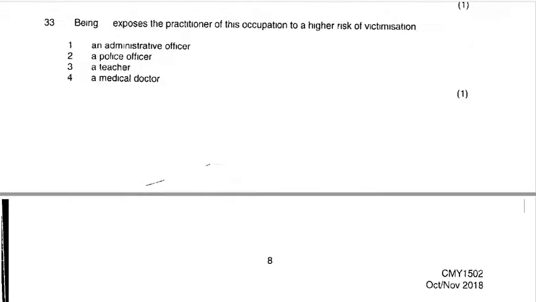33. Being exposes the practitioner of this occupation to a higher risk of victimization. Okay, 33. The answer is 2. Being a police officer exposes the practitioner of this occupation to a higher risk of victimization. Okay, this is found on page 38 of our study guide.